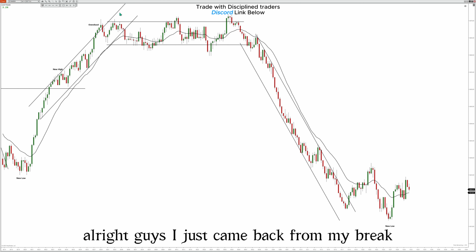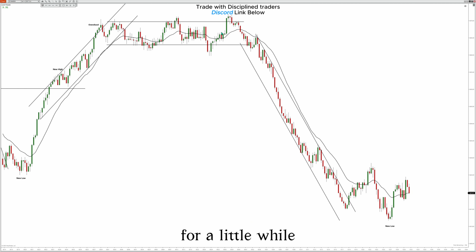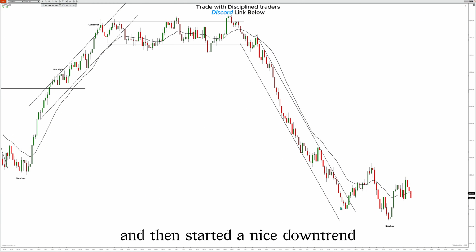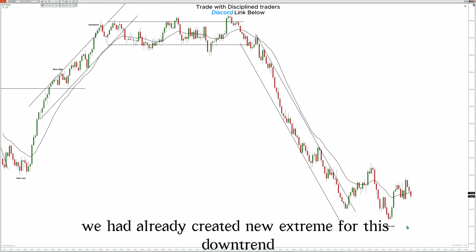Alright guys, I just came back from my break. It looks like we just consolidated up here for a little while. We broke out of the bottom of the range, had a breakout pullback, and then started a nice downtrend working lower. But by the time I got back, we had already created new extreme for this downtrend.